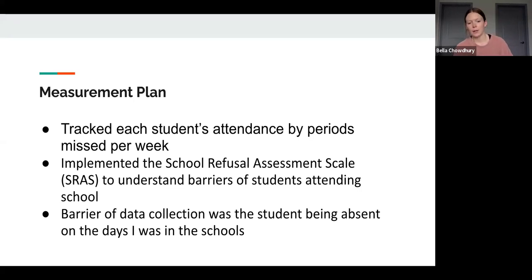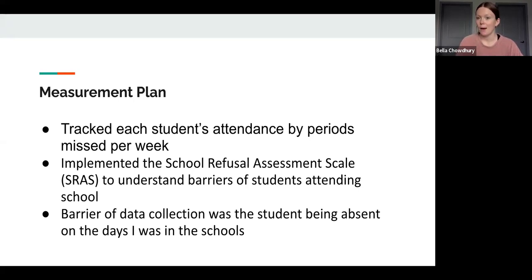And those 4 barriers include avoidance of stimuli provoking negative affectivity. The second one is escape from aversive social and/or evaluative situations. The third is attention seeking, and the fourth is tangible rewards. I did have some barriers with this measurement plan, and one of the main ones was that I was only in these schools 1 or 2 days per week.